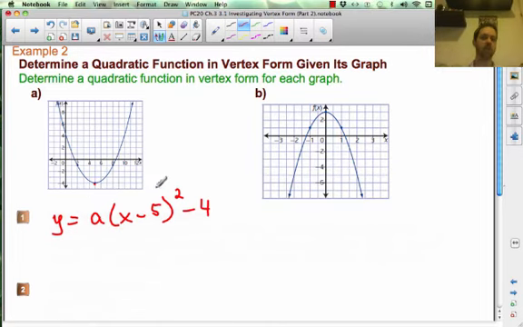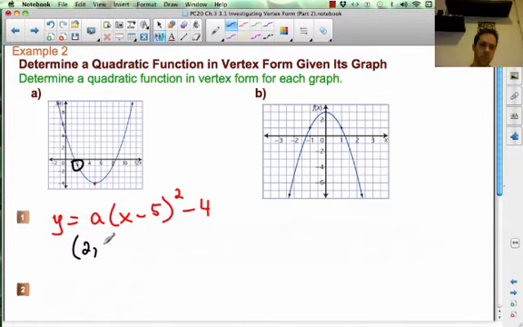Now in order to determine the a value, all we need is one other point for which we know the y and x value, and we can plug those both in order to rearrange the equation and solve for a. So here's another point that's labeled on the graph. It is x equals 2 and y equals minus 1. So we have the ordered pair 2 and minus 1.